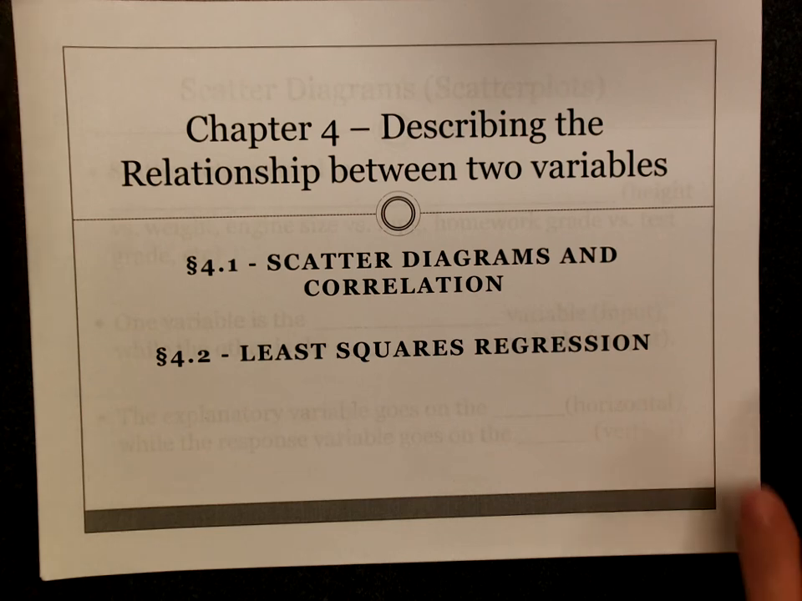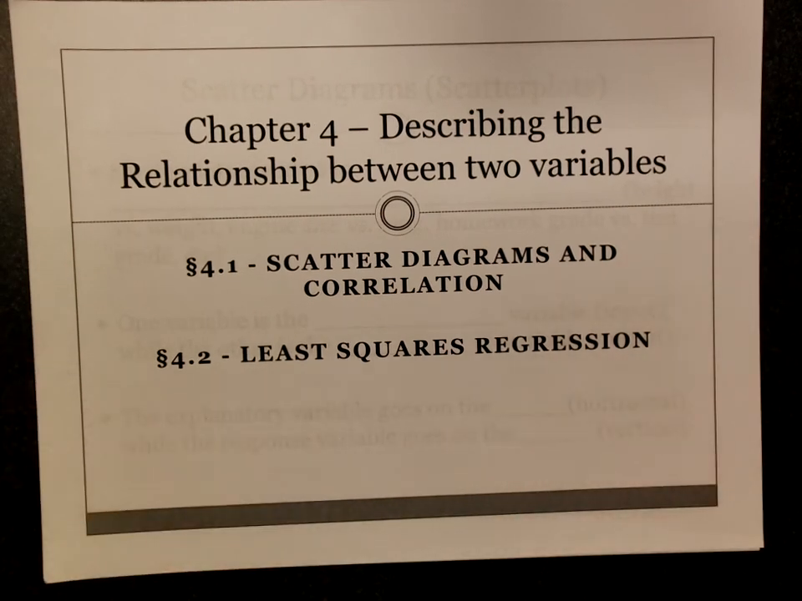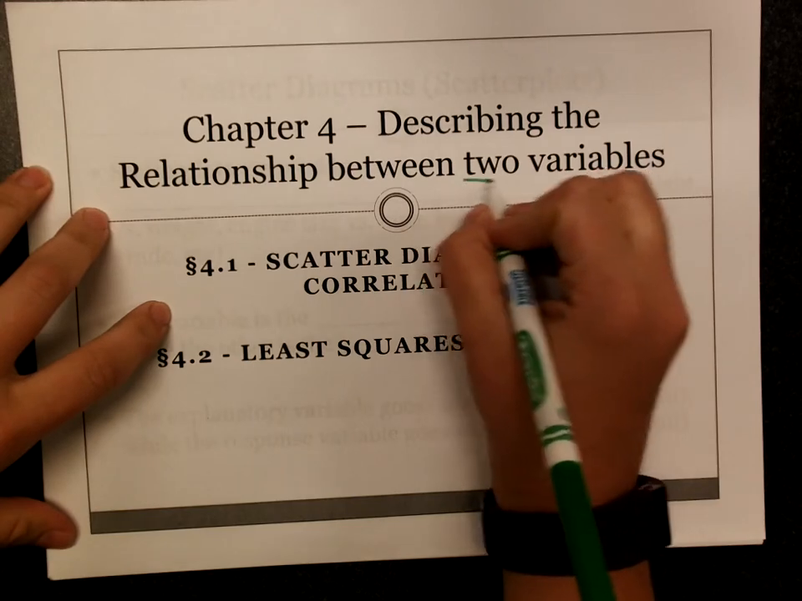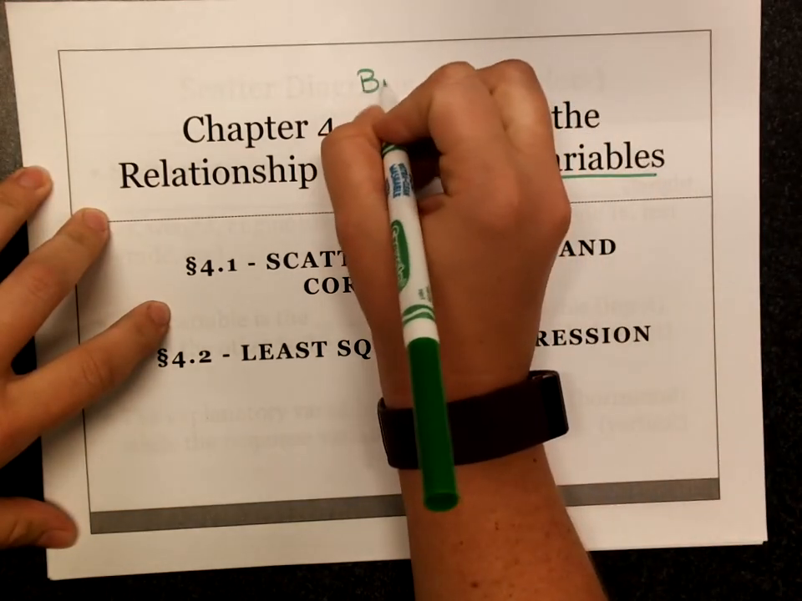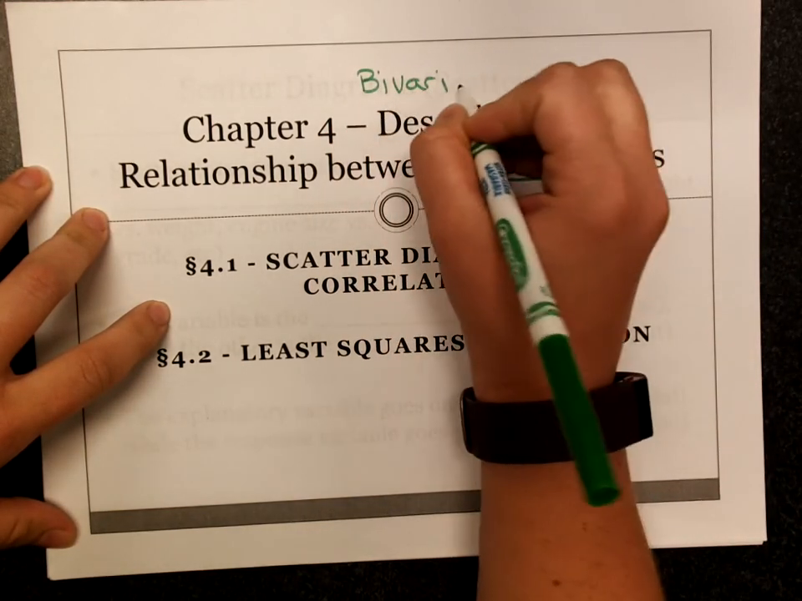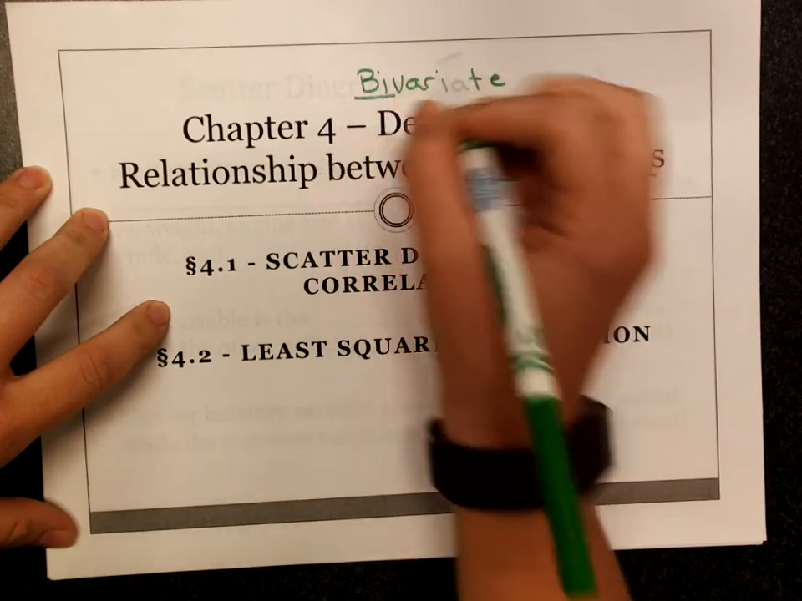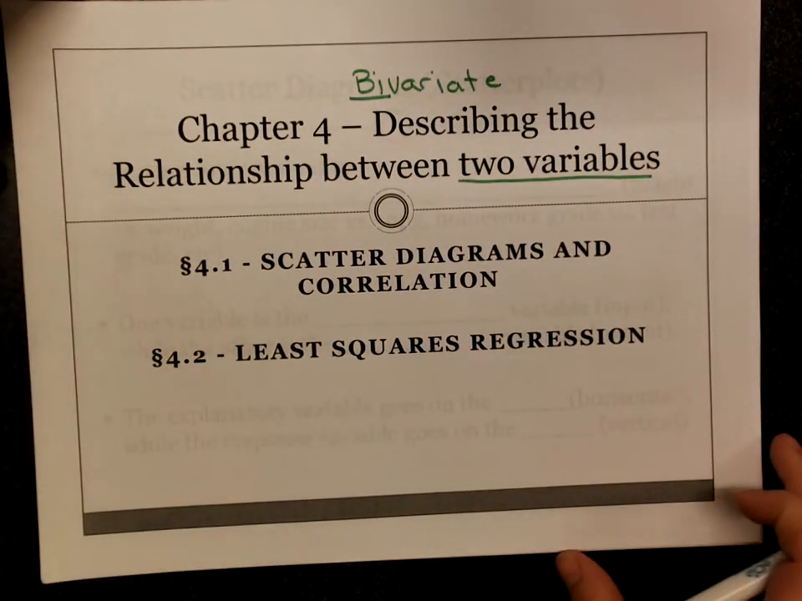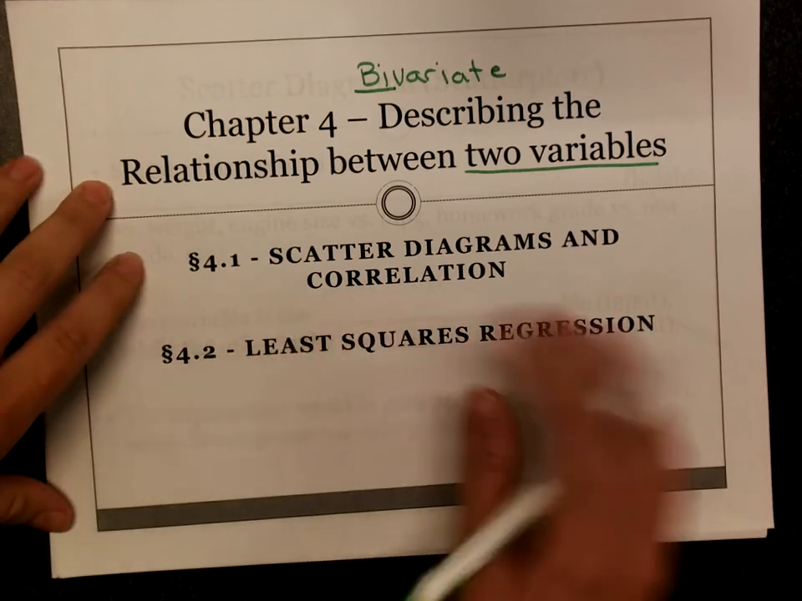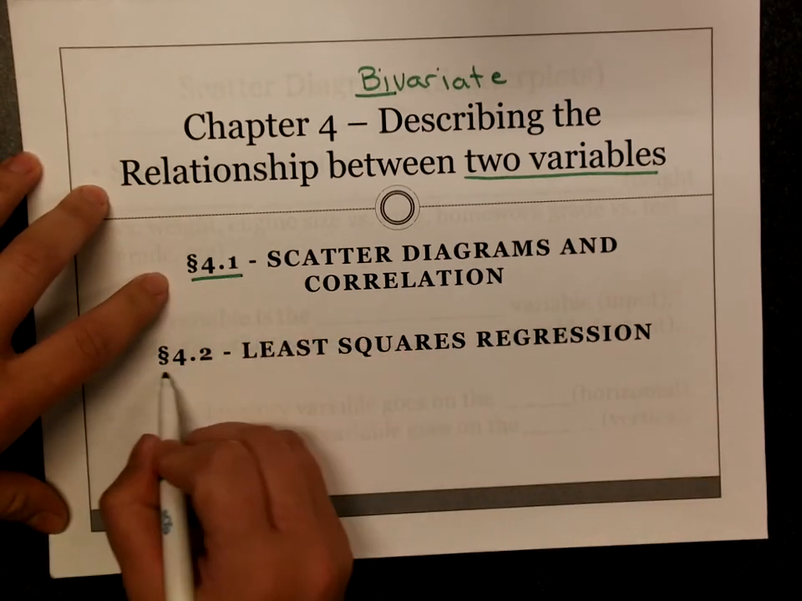This is chapter 4, describing the relationship between two variables. This is also called bivariate data. Bi means two, so bivariate data. We're only going to cover the first two sections of chapter 4, section 4.1 and 4.2.